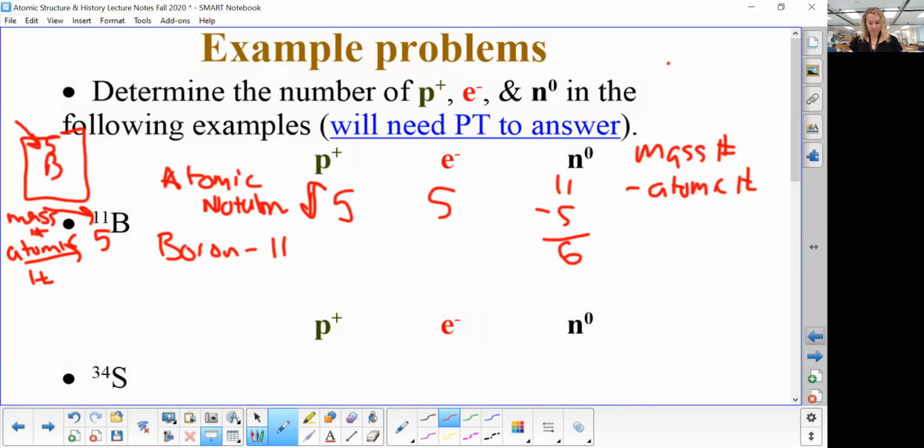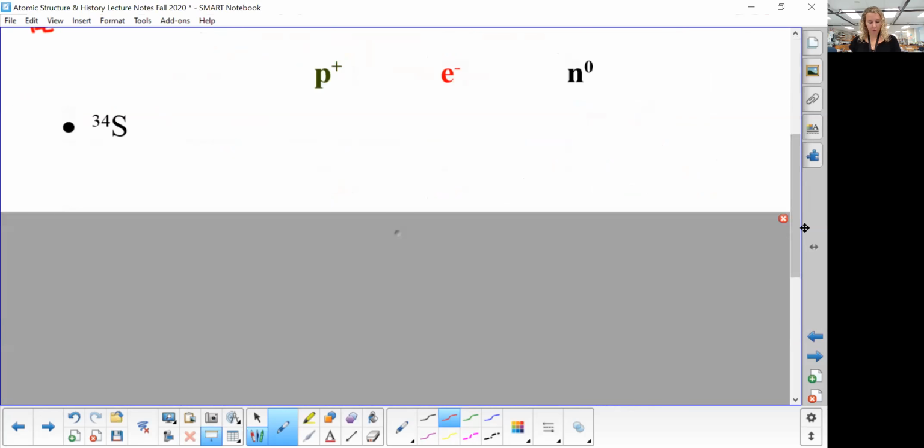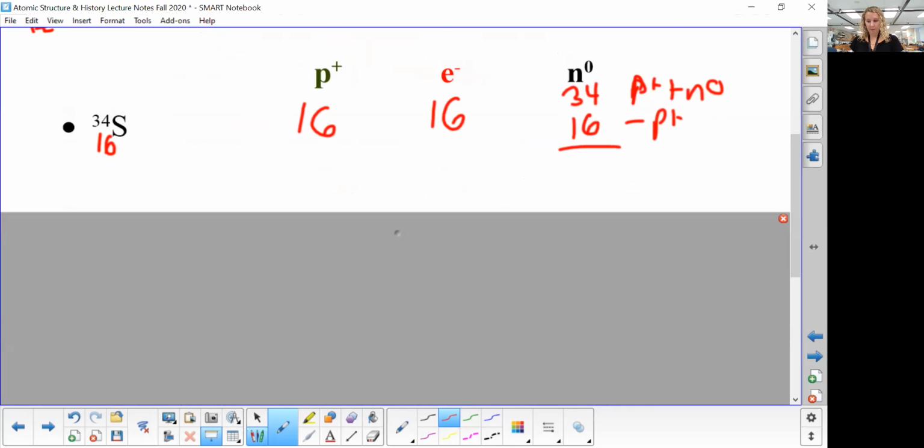So for this example with sulfur, it's number 16. So it has 16 protons, and all atoms are neutral, so 16 electrons. Then we take that 34, which is the mass number, the protons and the neutrons, and we subtract out the protons, which is 16. And so you're going to get 18 for the number of neutrons. And then we could write it in atomic notation, which would be sulfur-34.